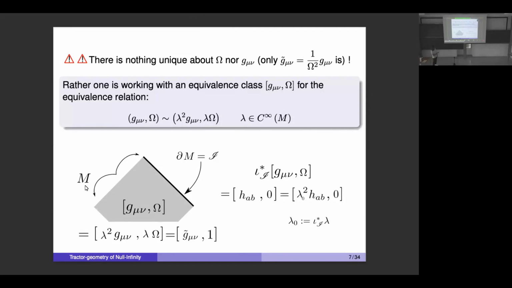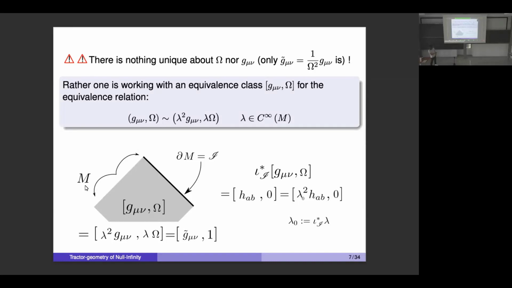Okay. So one thing I really want to emphasize is that, of course, there is nothing unique about this omega nor this g mu nu. They are not unique. Only the ratio is unique because the physical spacetime is unique. Because you can always rescale the metric, rescale omega, and you get the same physical metric. So really, what one is doing is working with an equivalence class of objects.